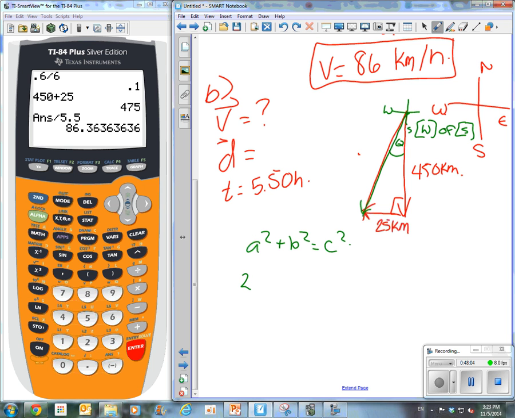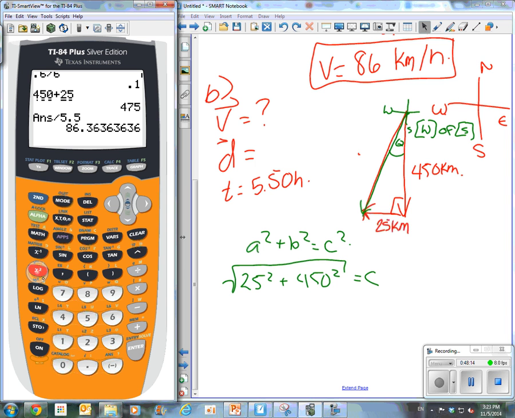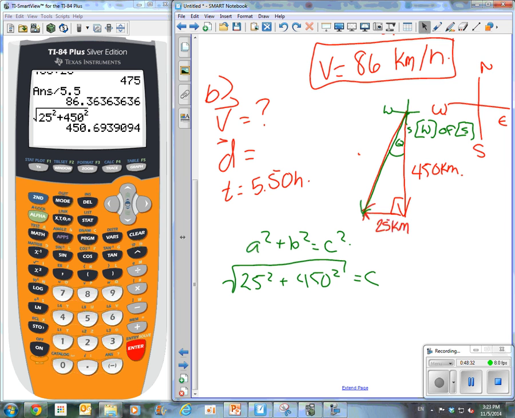Now, in order to figure out how far, again, a squared plus b squared equals c squared. So this is 25 squared plus 450 squared. If I take the square root of that, I'm going to be given c. So the square root of 25 squared plus 450 squared gives me an answer of 450.69 or 451 kilometers.